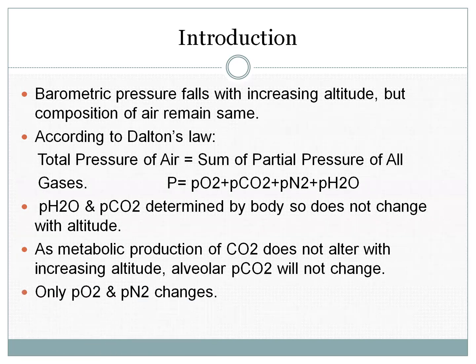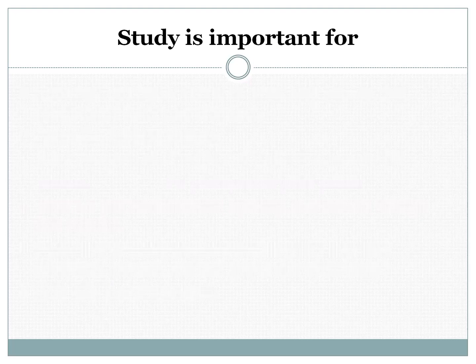So the pressures which are going to change are only the partial pressure of oxygen and the partial pressure of nitrogen. Amongst these two, as oxygen is the major contributor to the total pressure of air, we are going to consider what happens to the partial pressure of oxygen and how it affects respiration.